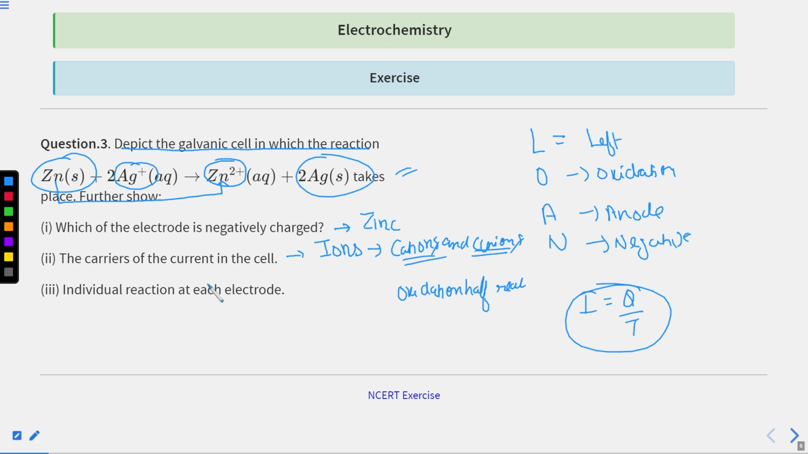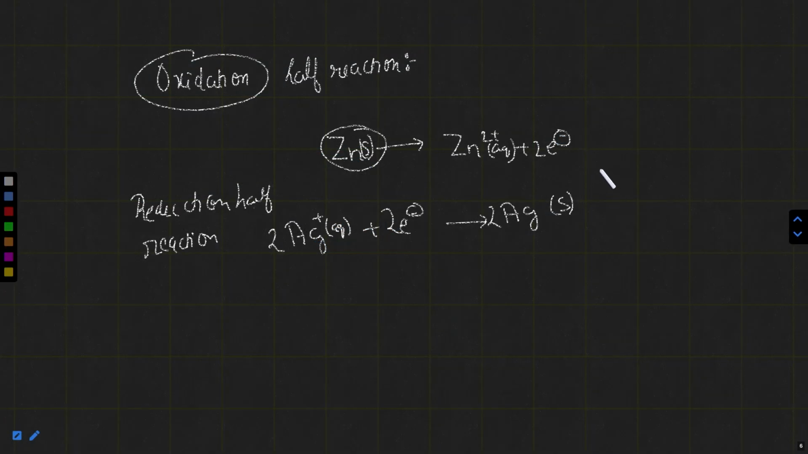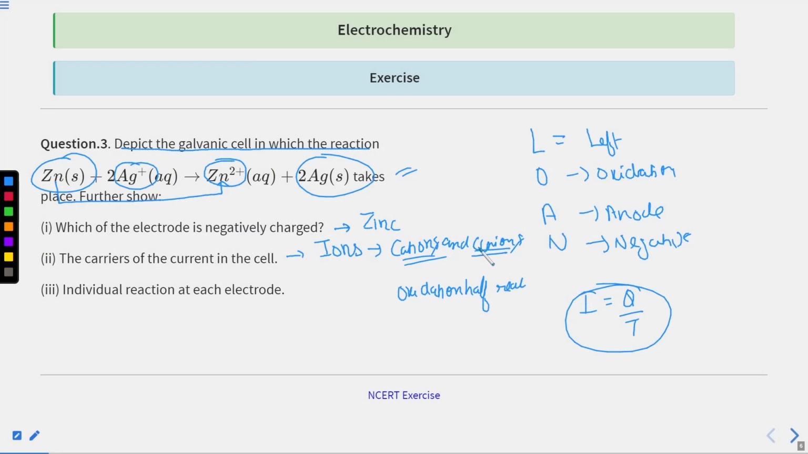Okay. Now, what about the individual reaction at each electrode? We have done it the first time. Zinc solid goes to Zn2+ aqueous with the release of 2 electrons. Simultaneously, 2 moles of Ag+ ions take 2 electrons and go to silver solid at the electrode. Is it clear to all of you? So we have written the half reactions, and we are done with this question. Now let us look at the solution.